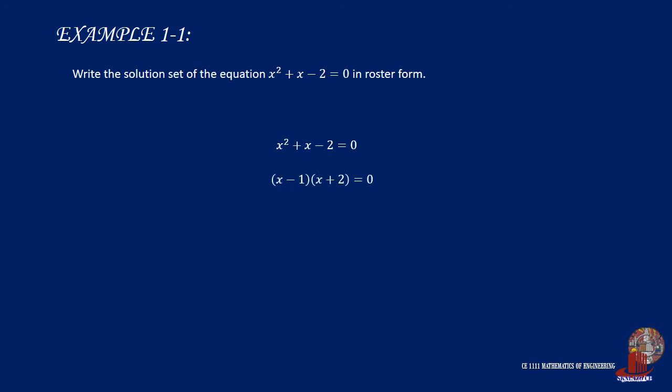Example 1. Write the solution set of the equation x squared plus x minus 2 equals 0 in roster form. From the given equation, this can be written down as x minus 1 times x plus 2 equals 0, where we can solve x equals 1 and x equals negative 2. Therefore, the solution set of the given equation can be written in roster form as {1, -2}.